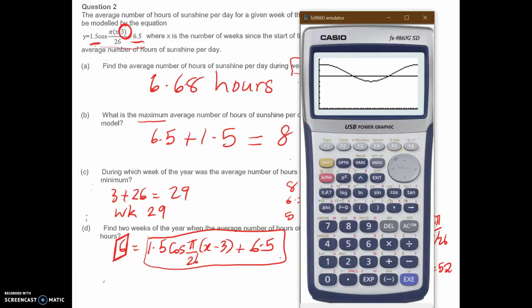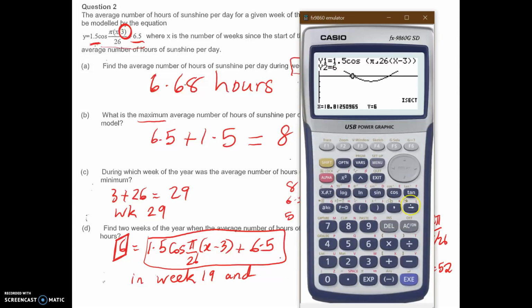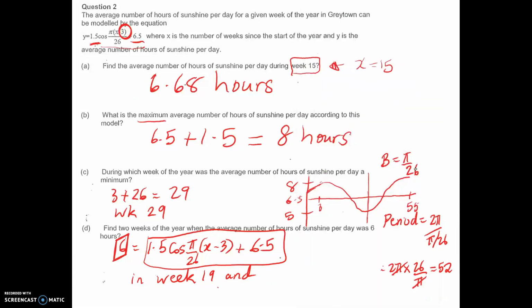And we've been asked to find 2 weeks of the year. So we're going to use GSolve. So Shift GSolve or Shift F5, and then in the intersection point, the first one's 18.81. So that's week 19. And my second answer is in week 40. And that's all there is at achieved level.